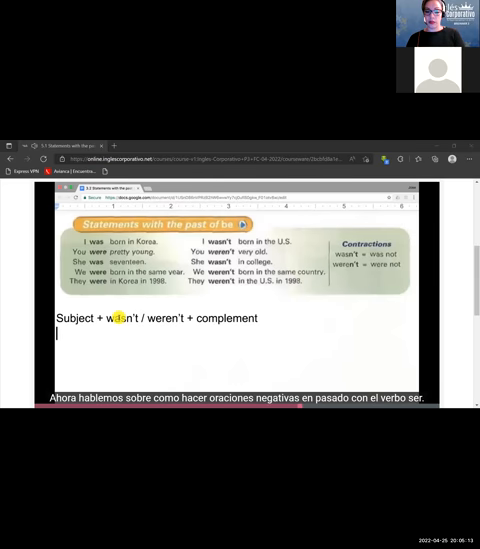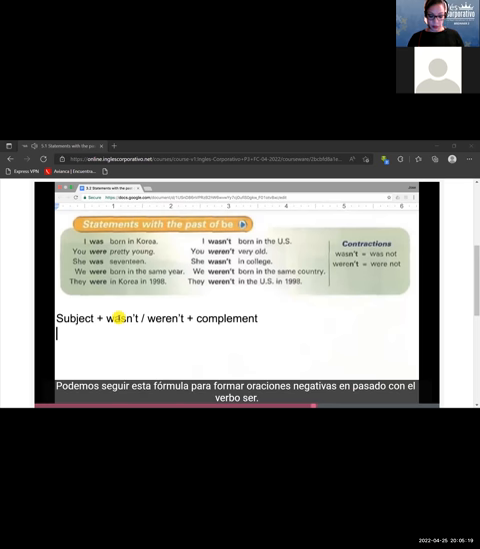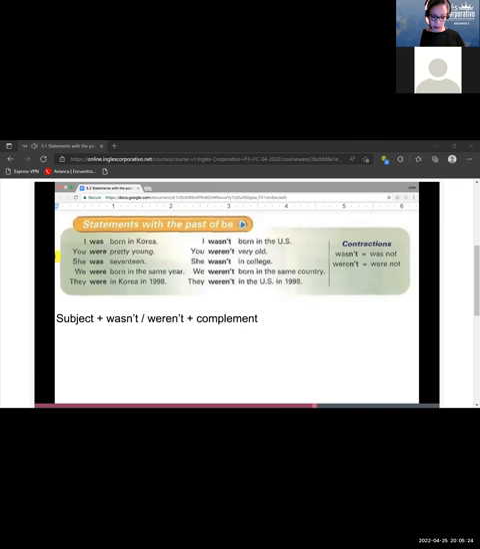Now, let's talk about making negative statements in the past with be. We can follow this formula to form negative statements in the past with be: subject plus wasn't or weren't plus complement. Let's analyze a couple of negative examples. I wasn't born in the U.S.